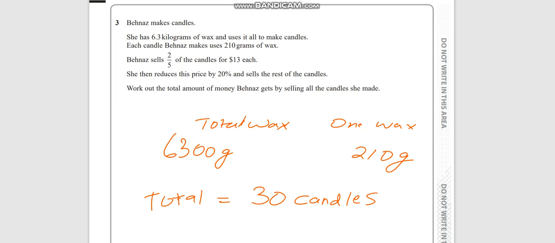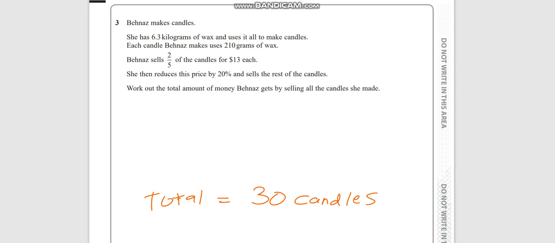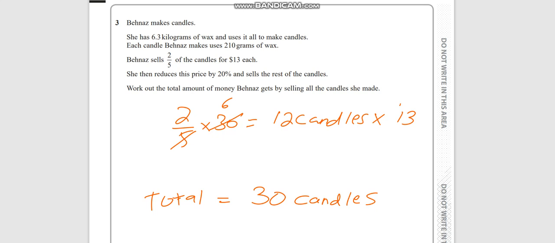There you go. Now the next step is Behnaz sells 2/5 of the candles for $13 each. So from out of the 30 total candles, she uses 2/5 of these and sells them for $13 each. So 2/5 of 30 candles would be 12. So 12 candles are sold for $13 each, which is roughly $156. There you go. That's $156.